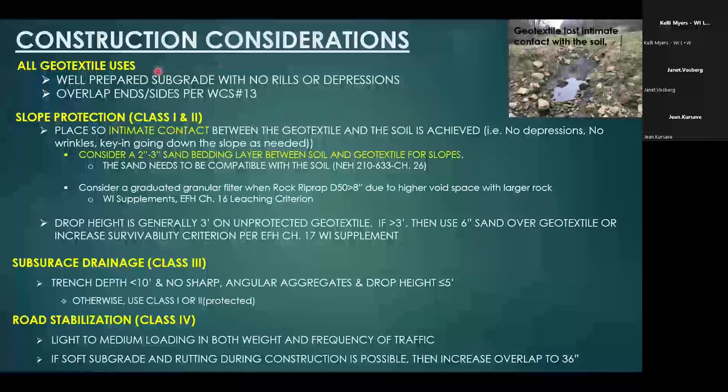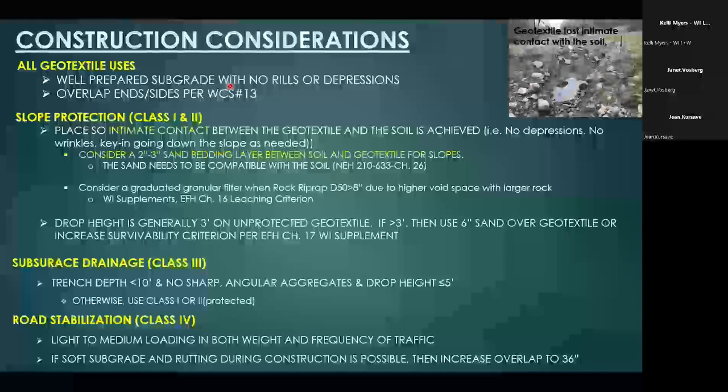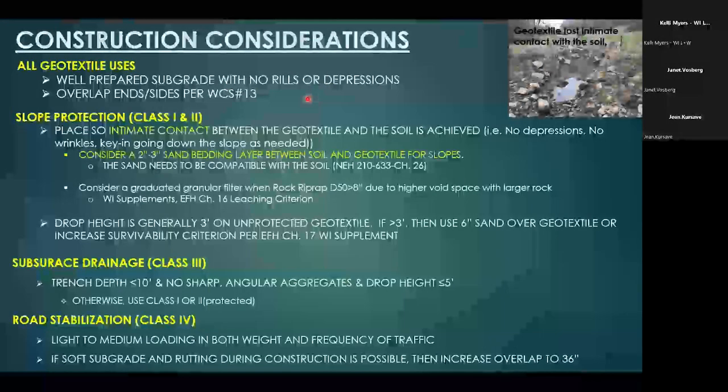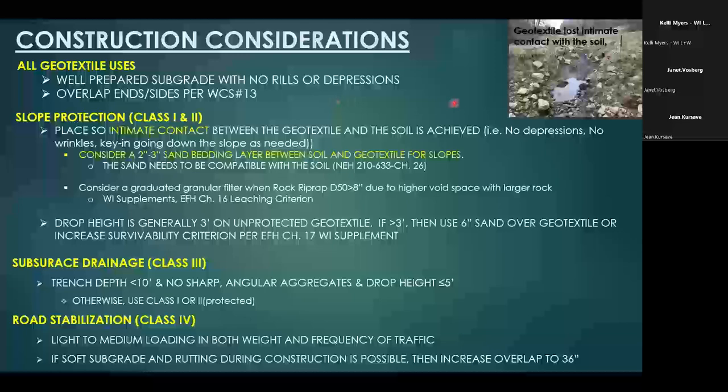Construction considerations. All geotextiles always have a well-prepared subgrade with no rills or depressions, overlap, as per the specification. This is a rock chute that failed. What happened is the geotextile, with high velocity flow down the rock chute, got pulled up by purely suction from the water flowing in and on top of the big rock. It pulled that geotextile up. It lost what we call intimate contact with the soil, and it created a slurry underneath, and it was very unstable. And this is what happens.